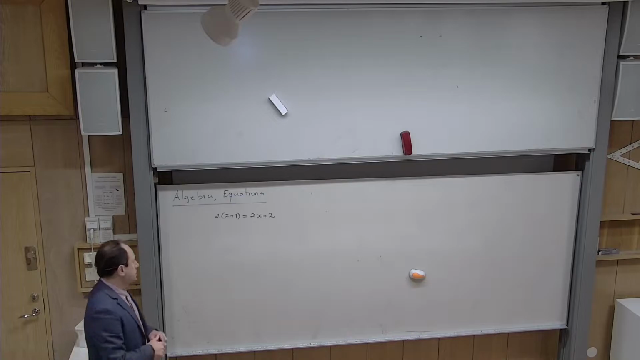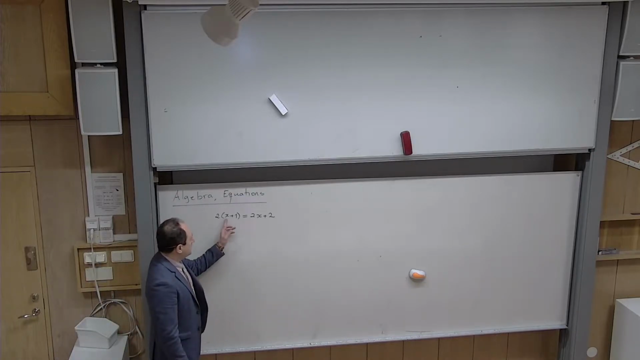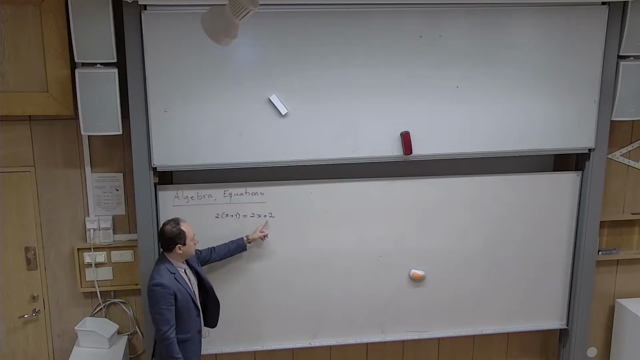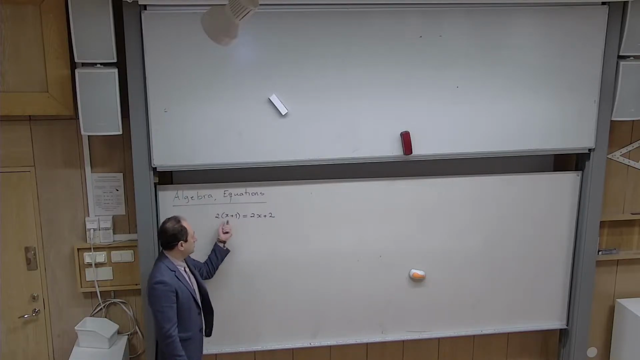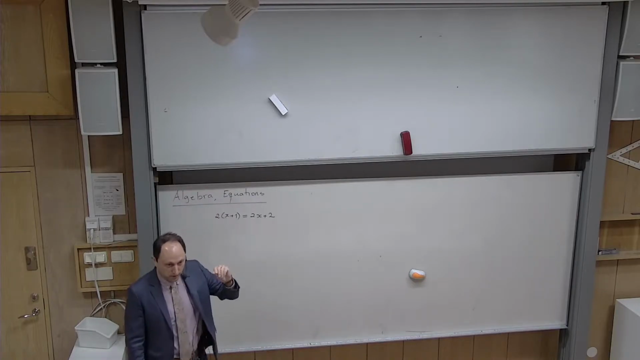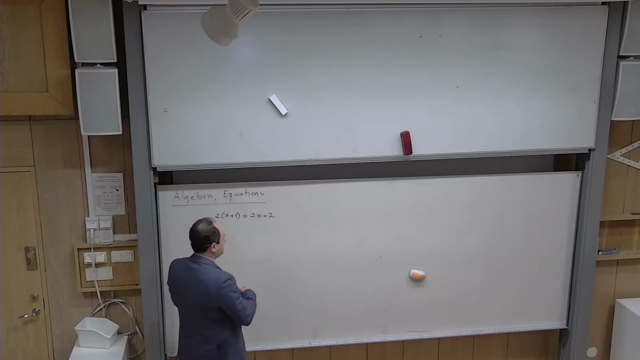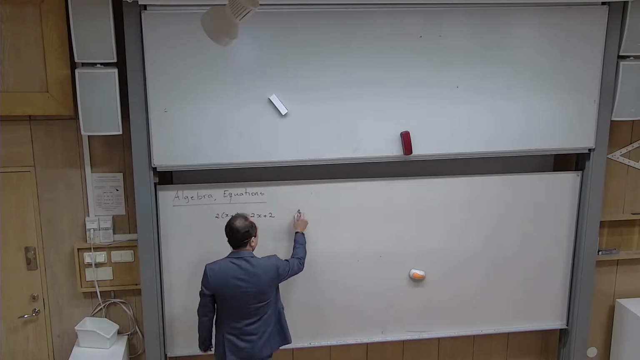This is always true because, independent of the value that you choose for x, if you expand this, it becomes 2 times x plus 2 times 1, which is 2, and this becomes exactly the right hand side. So the left hand side, regardless of the value that you choose for x, is always equal to the right hand side for that particular value. So this is called an identity.